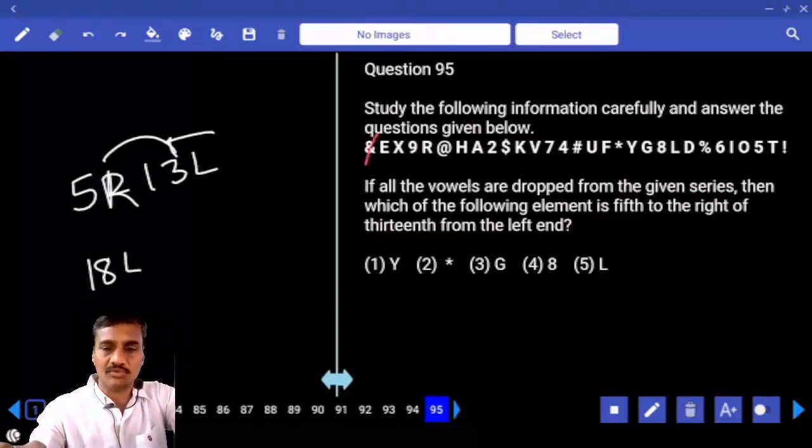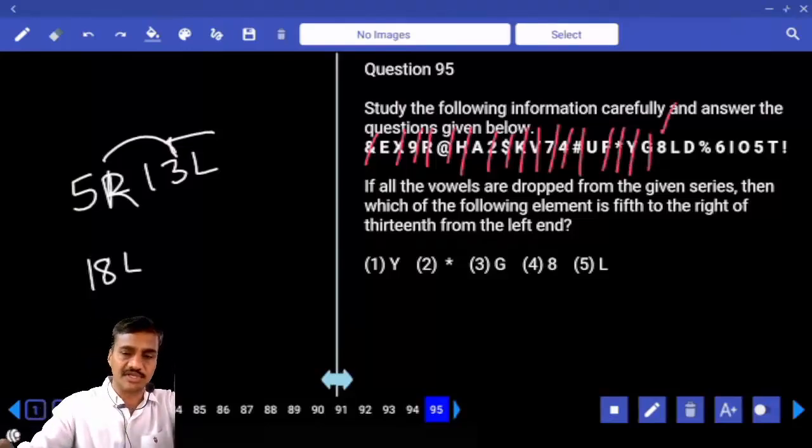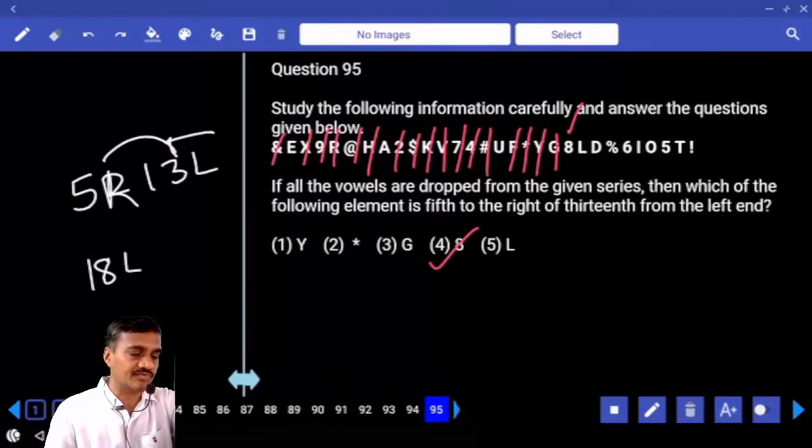Now count. 1, 2, 3, 4, 5, 6, 7, 8, 9, 10, 11, 12, 13, 14, 15, 16, 17, 18. 18th from the left hand side, that is 8. 8, that is the choice for 95. Then 96.